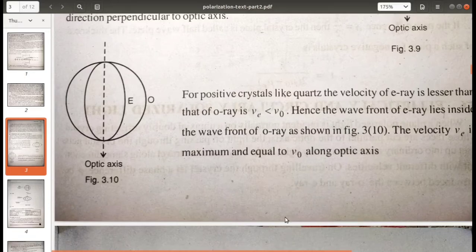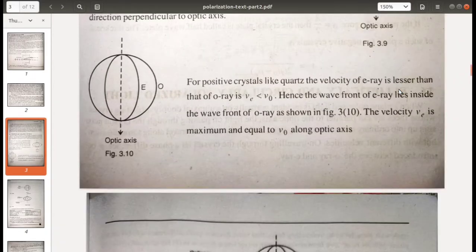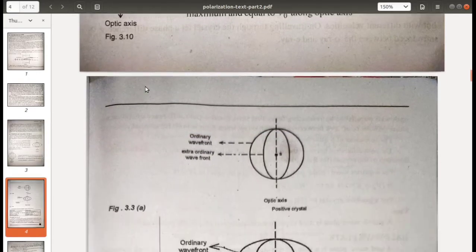And in case of a positive crystal, you can see from the figure. Okay, I will show you. Yes, for a positive crystal like quartz, the velocity of the extraordinary ray is lesser than that of the ordinary ray, so its wavefront will lie inside the ordinary ray wavefront, because the ordinary ray will move faster than the extraordinary ray, so it will appear outside. At the optic axis the velocity will be the same, so they will touch each other, and the minimum velocity of the extraordinary ray occurs in the direction perpendicular to the optic axis. Okay, so these are negative and positive crystals.